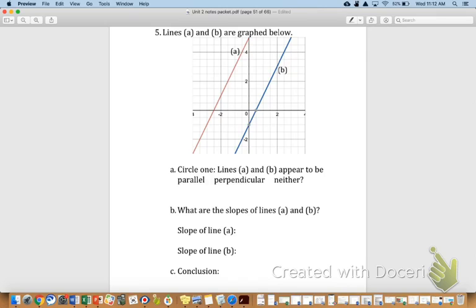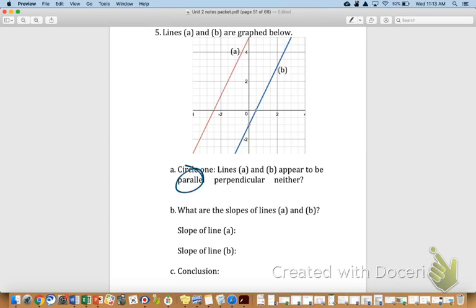You good? Okay, so here's the exercise I want to do with you guys. Just take a look at these two right here, lines A and B. One's red, one's blue. Lines A and B appear to be, which one would you choose? Parallel, perpendicular, or neither? What would you say, Bree? Parallel. Do you all agree with that? I think that's a fair answer given the way those two lines look.